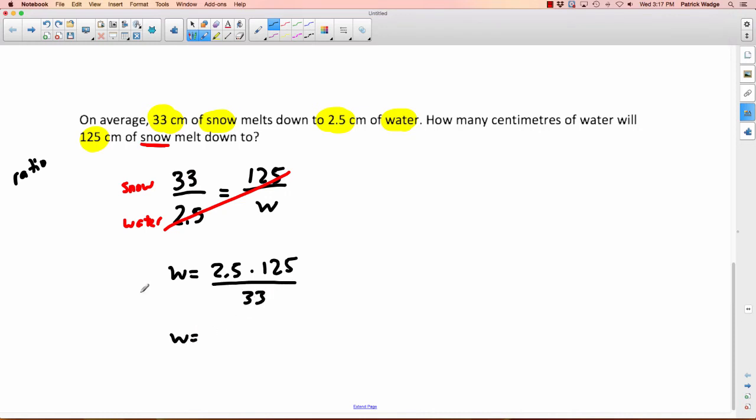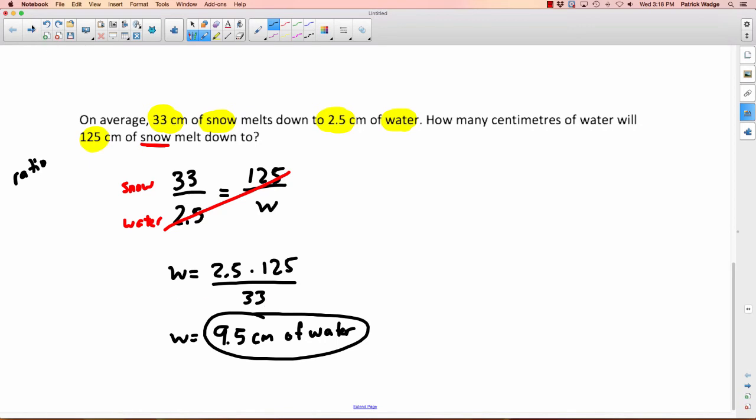Pull out your calculator. You'll get the answer is 9.5 basically. It rounds to 9.5. Okay, now what does this mean? What did we just find out? We found out that when 125 centimeters of snow melts, it melts down to 9.5 centimeters of water. That is what we have found out. 9.5 centimeters of water. We've clearly given our answer. I've circled it to make it even clearer.